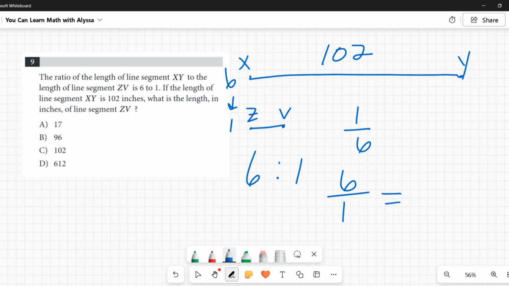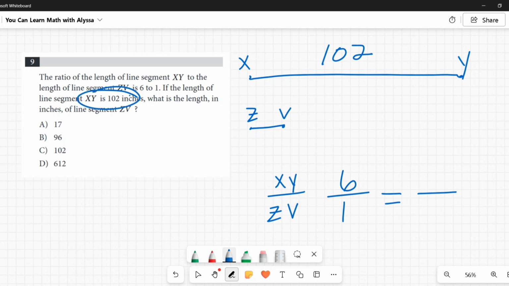I mean that when I say 6 to 1, I'm going to erase this just for clarity, so we're very clean here. 6 to 1, this is the length of XY, its ratio, its relationship to the length of ZV. So over on this side of the proportion, now that I know the actual length of segment XY is 102, since this 6 represents XY in this ratio, then the 102 also needs to go on top because that 6 is on top. Both of the things representing XY have to be on top. Now ZV is my unknown. I don't know what that is.